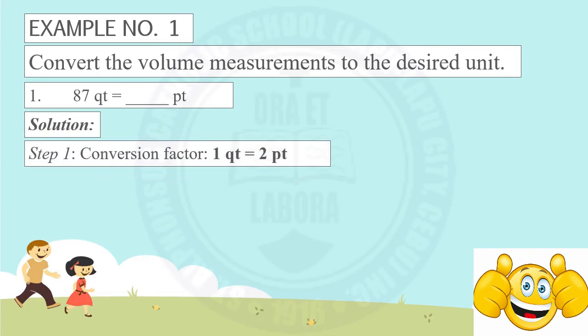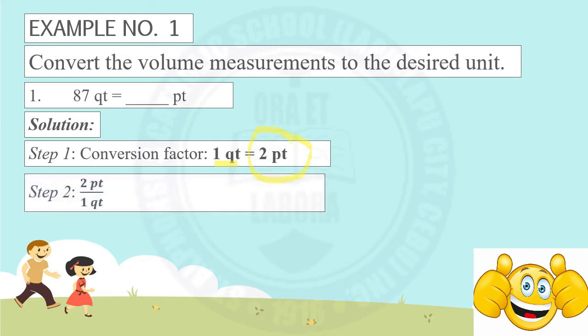1 quart is equal to 2 pints. Step 2. 2 pints will be put at the numerator because our desired unit is pints. And 1 quart will be put at the denominator so that we can cancel out quarts.